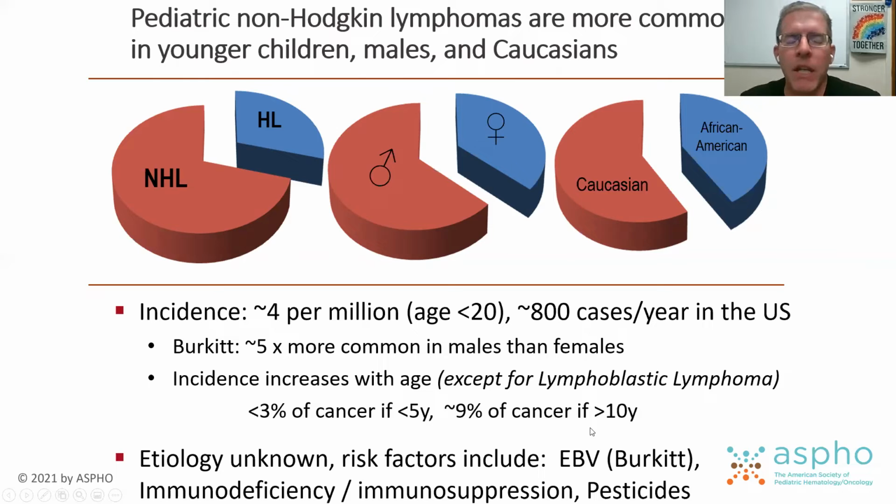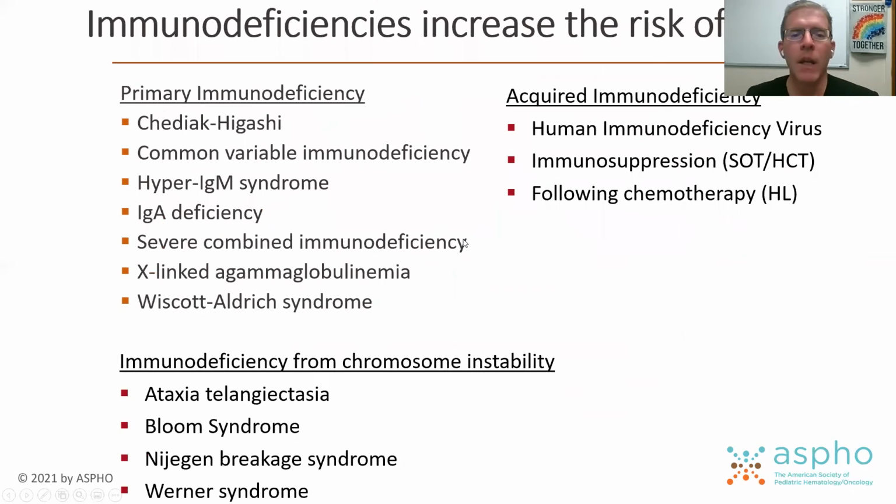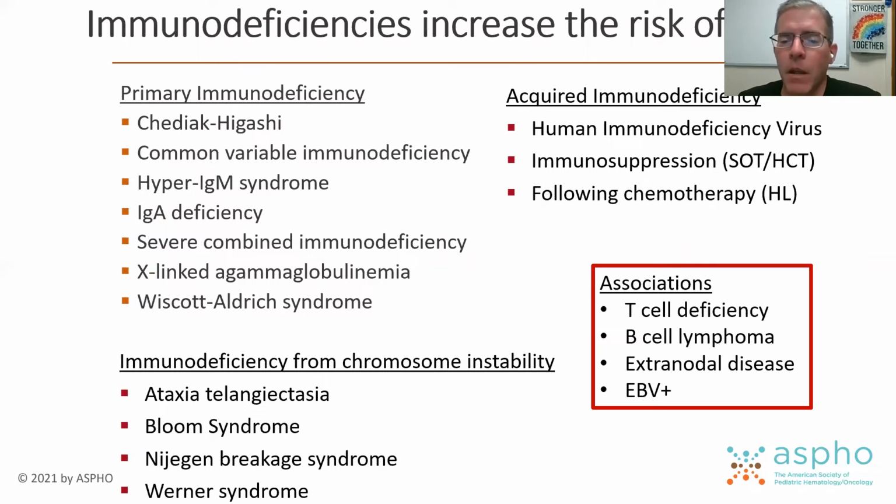The etiology is generally unknown, but risk factors include EBV infection, specifically for Burkitt, and immunodeficiency or immunosuppression. And there's some association with pesticide use. The point of this slide is to simply say that immunodeficiencies increase the risk of lymphoma. The associations that I want you to remember are that T-cell deficiencies predispose you to B-cell lymphomas, often with extranodal disease that are EBV positive.